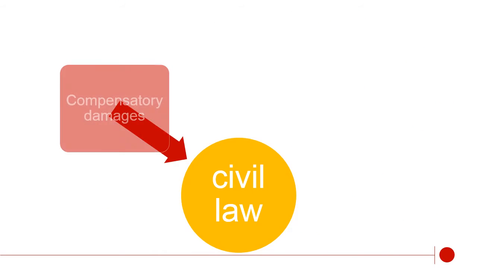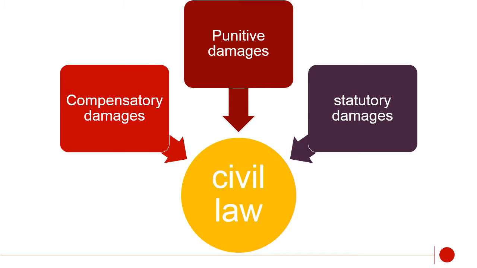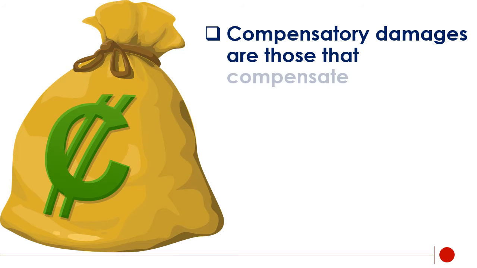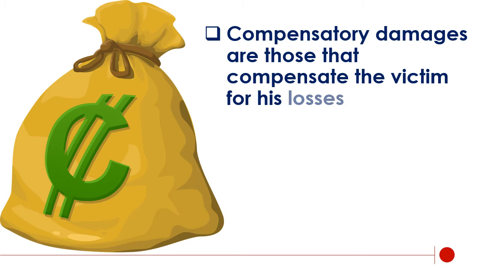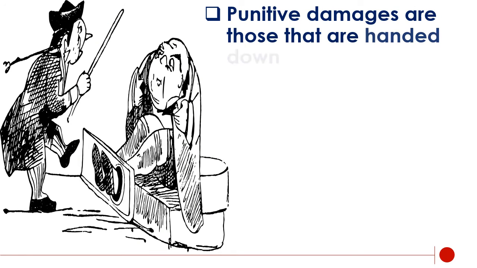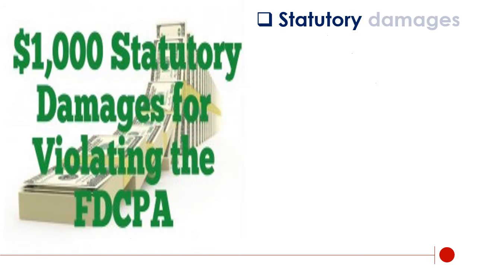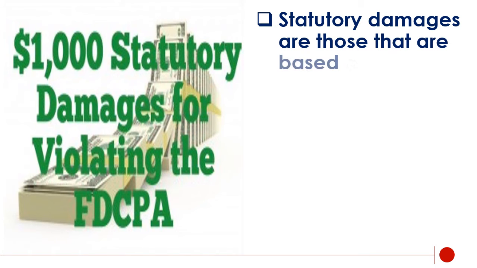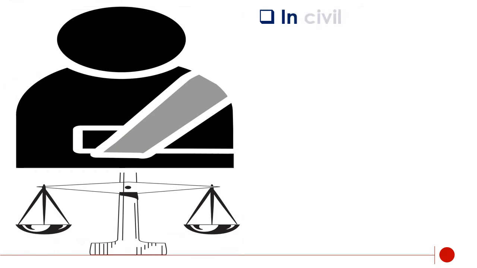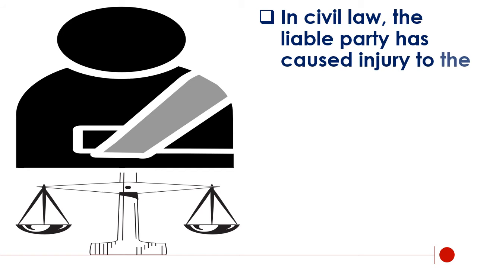Under civil law, the victim is entitled to seek compensatory, punitive, and statutory damages. Compensatory damages are those that compensate the victim for his losses. Punitive damages are those that are handed down by juries to punish the liable party. Statutory damages are those that are based on damages established by laws. In civil law, the liable party has caused injury to the victim.